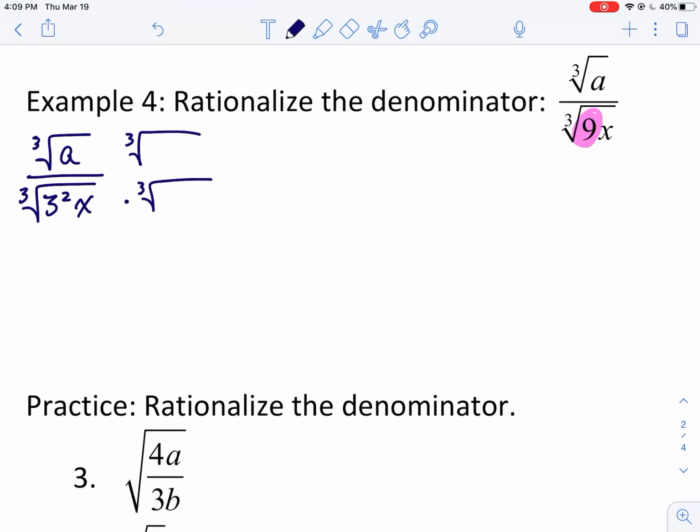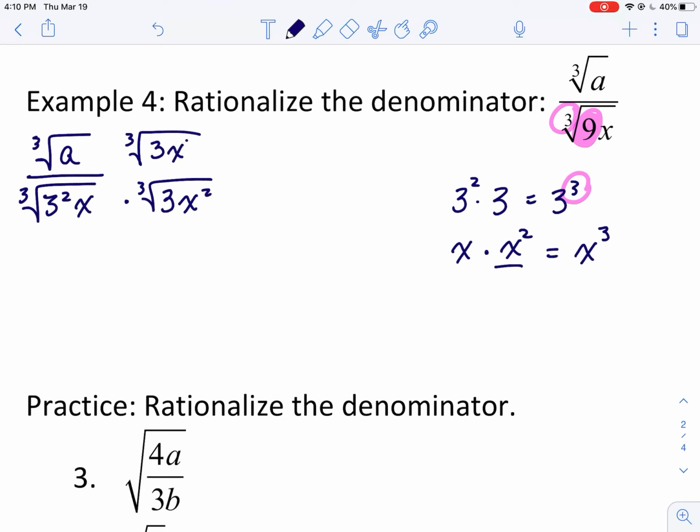So 3 squared times 3 gets me 3 to the third power, right? So 3 squared times 3 gets me 3 to the third. And so we're trying to end up with our exponent the same as the index that we're dealing with. And so now I have x times what is going to get me x to the third. So that's going to be x squared. So I'm going to have 3x squared inside as my radicand.